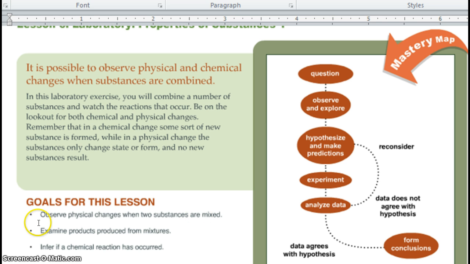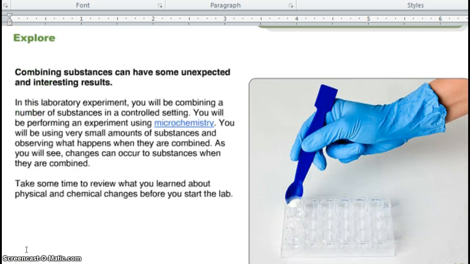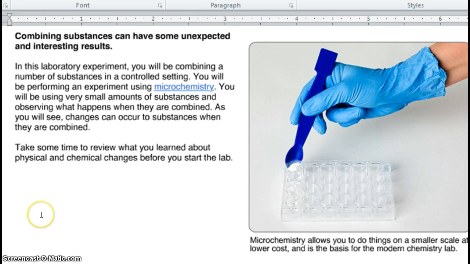All right, so goals: observe physical changes when two substances are mixed, examine products produced from mixtures, infer if a chemical reaction has occurred. Combining substances can have some unexpected and interesting results. In this laboratory experiment, you will be combining a number of substances in a controlled setting. You will be performing an experiment using microchemistry. That means you will be using very small amounts of substances and observing what happens when they are combined.